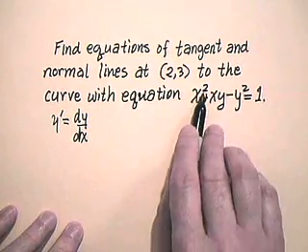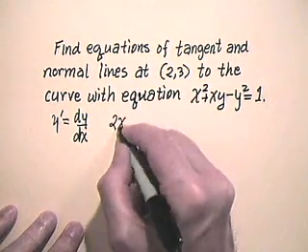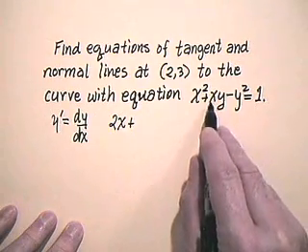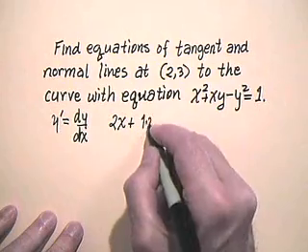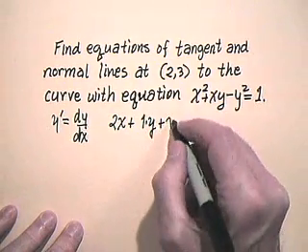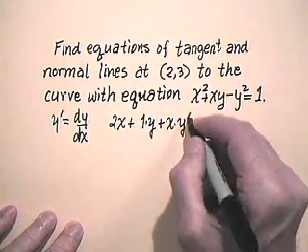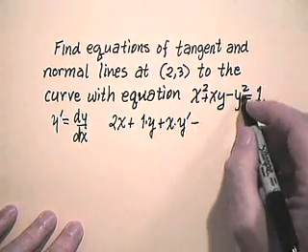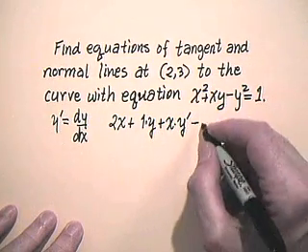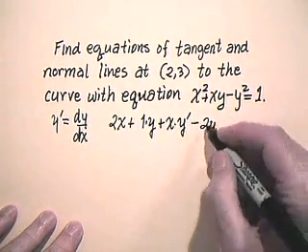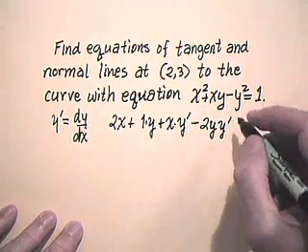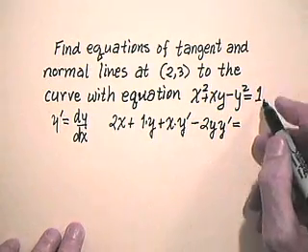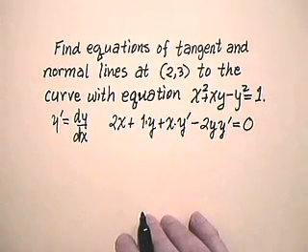So let's begin. The derivative of x squared is 2x plus. Now I have to differentiate the product of x and y. The derivative of x is 1 times y plus x times the derivative of y, I'll just write y prime. Minus the derivative of y squared with respect to x is, according to the chain rule, 2y dy/dx, which I'll just write as y prime, equals, and now on the right side the derivative of 1 is 0.